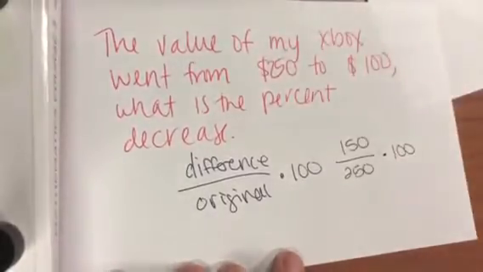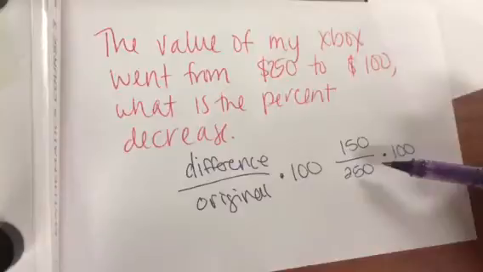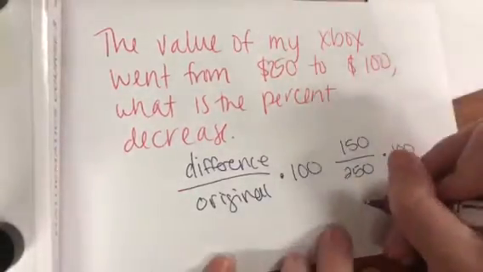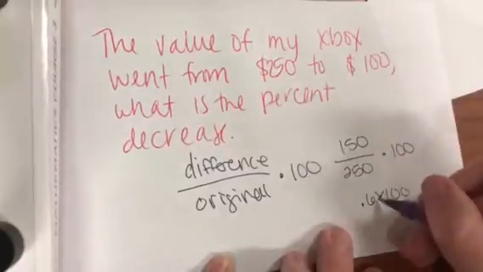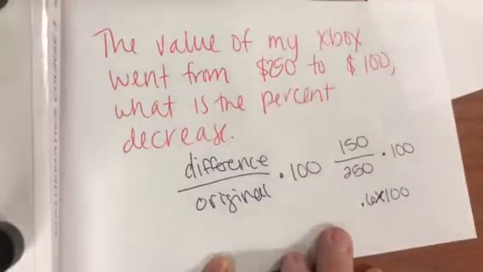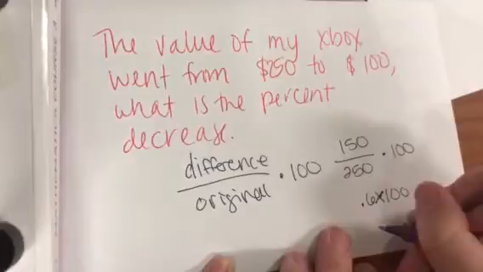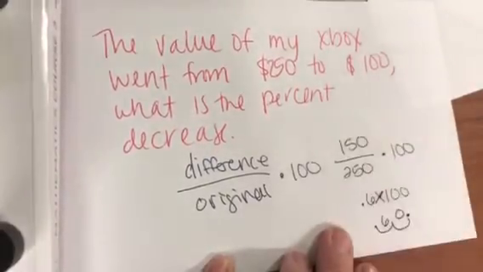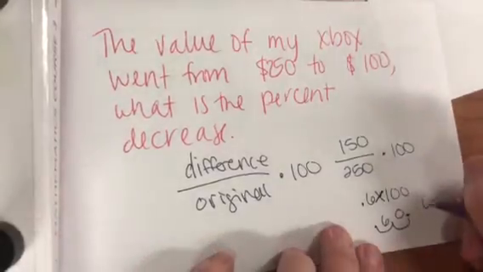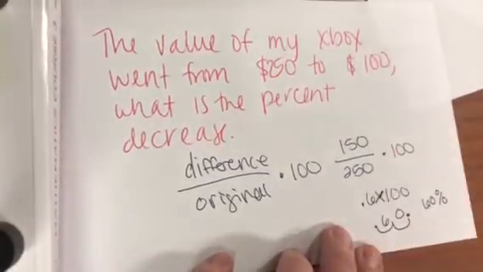Times 100. So what is 150 divided by 250? 0.6. So that's 0.6 times 100. I know a trick to multiply by 100. You move your decimal two places. So you go 0.6, you don't add two zeros, you move two decimal places. And you've got 60. So it's a 60% decrease.